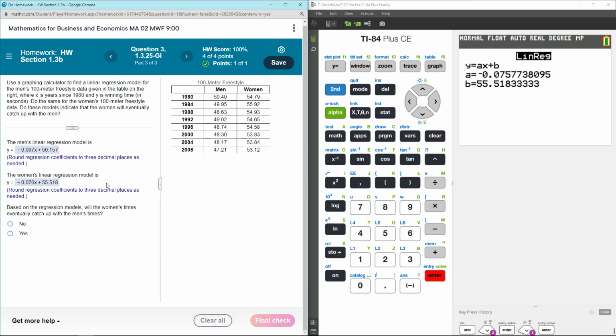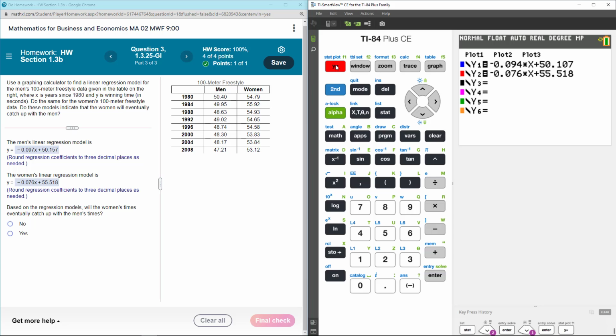Now, if you want a visual, what you can do is come over here and hit y, y equals, okay? And if you do, you can actually put one equation in for y1, which will produce for you a blue line, and another one in for y2, which will graph for you a red line. And now for the first equation, we are going to have negative 0.097. So I'm going to change that 4 over there to a 7, and times x.